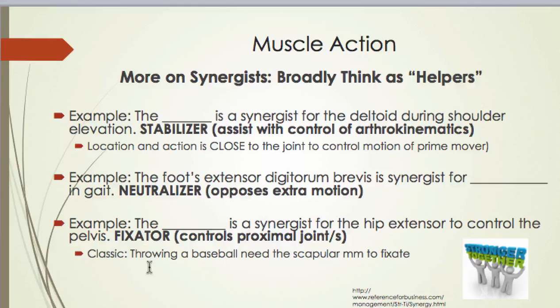So the classic example here is when we throw a baseball, we need our scapular muscles to fixate properly the scapulothoracic joint. So we have good proximal stability, okay, for good distal mobility. So those fixators are core muscles, scapular muscles, deep neck flexors, abdominal core. They are our synergists, our fixators for muscle action.